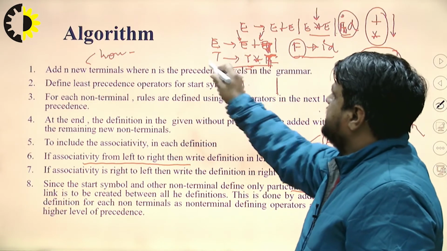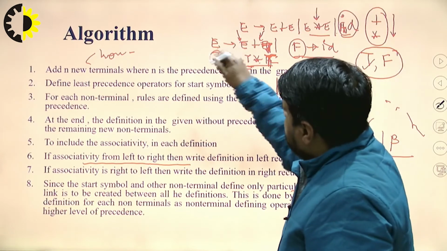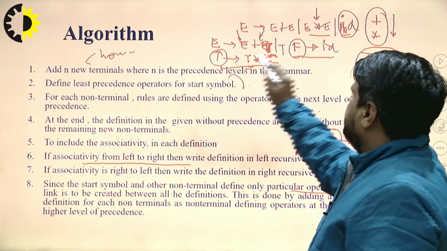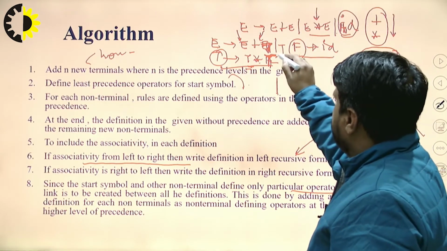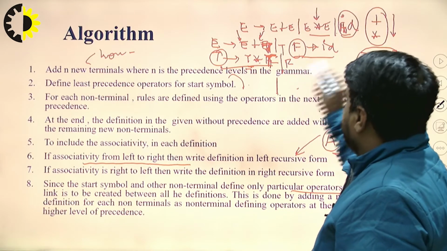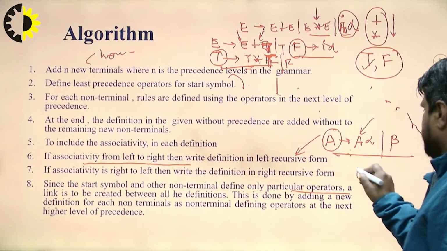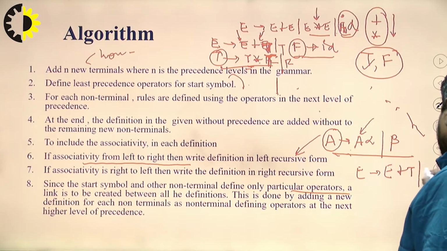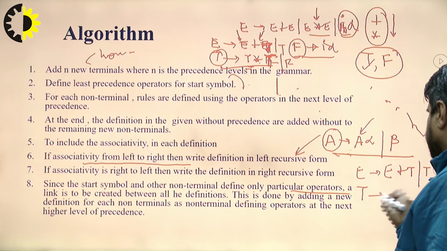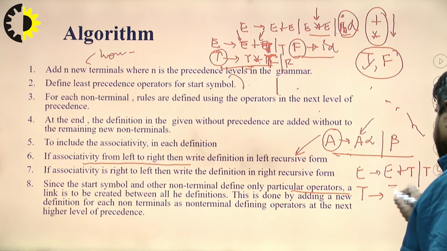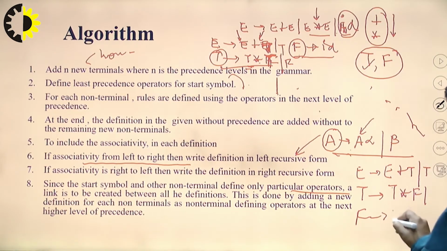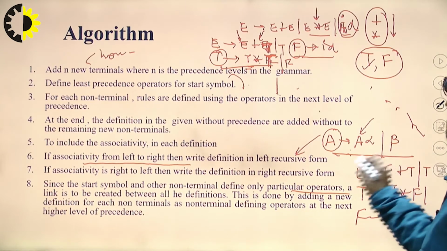So the higher level of precedence will be T, right? So you will append T here. Similarly, you can see the higher level of precedence is F. So you have to replace it by F and ID. So the corresponding grammar will be E tends to E plus T or T, T tends to T multiply F or F, and F tends to ID, right? So this is ultimately an unambiguous grammar.